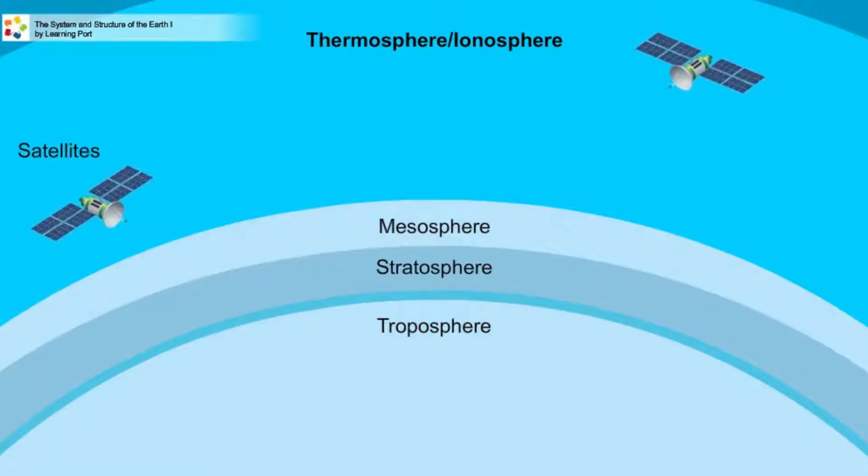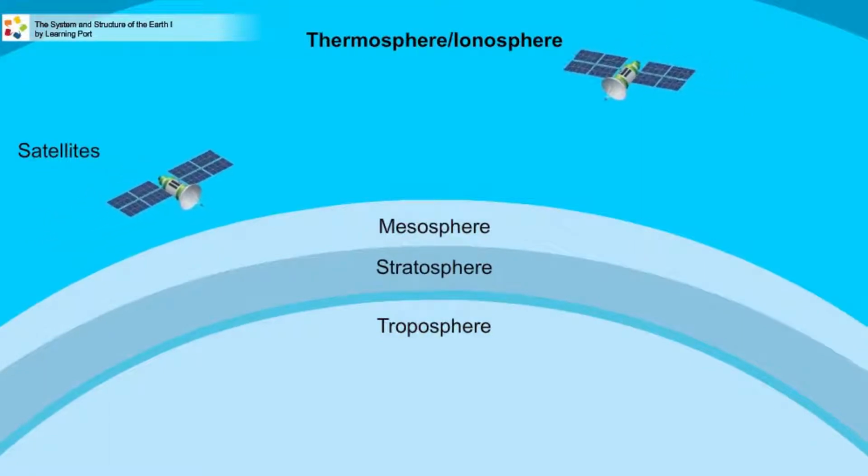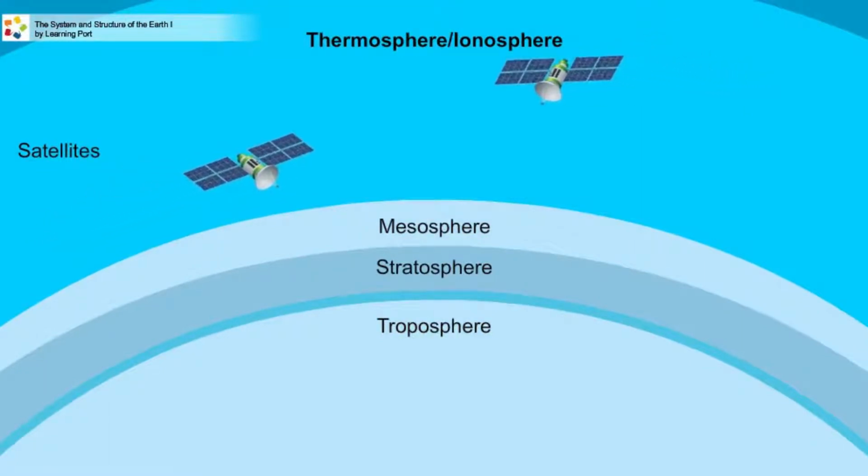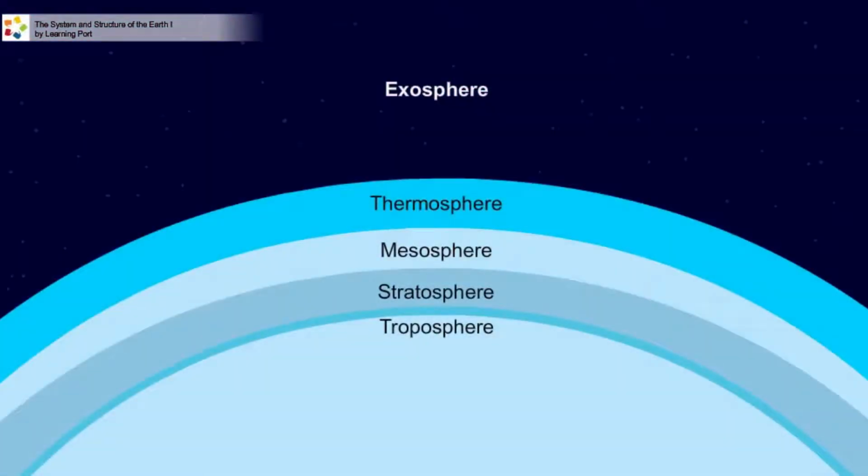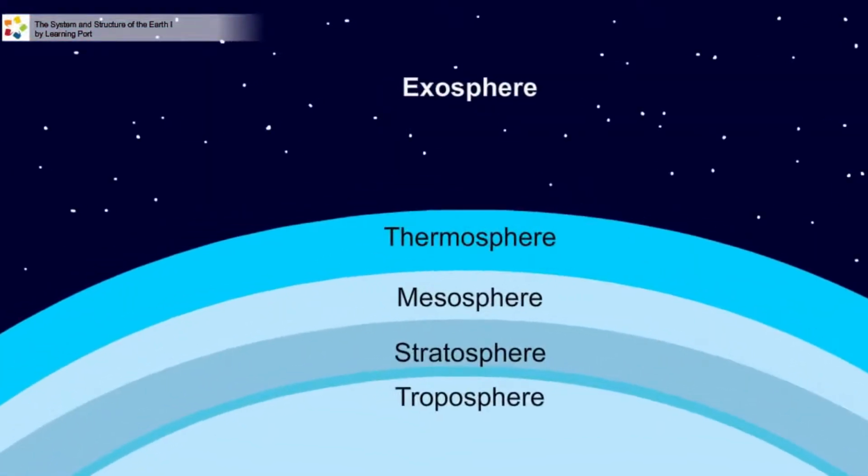The thermosphere, which is also called ionosphere, is where communication satellites orbit the Earth. The exosphere, the highest layer, is extremely thin and is where the atmosphere merges with outer space. It is composed of very widely dispersed particles of hydrogen and helium.